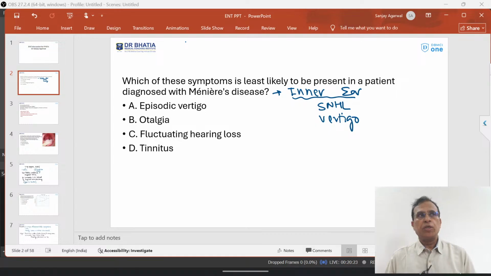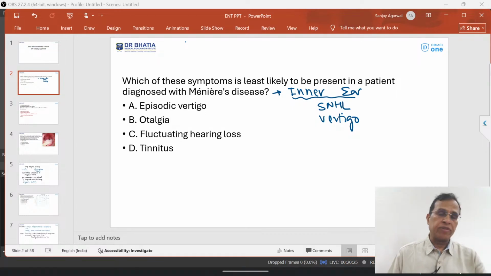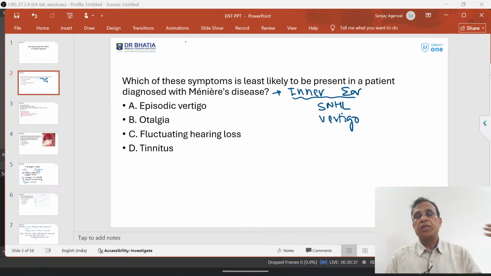We all know that when there is inflammation in any part of the ear, one of the very important symptoms is pain, isn't it? Inflammation ko to pain hoga hi. But the inner ear does not have pain fibers inside. Outside mein hota hai, not inside. So if there is a disease inside the inner ear, pain is a very unlikely symptom. So Meniere's is an inner ear disease. Pain means otalgia, wo nahi hoga.